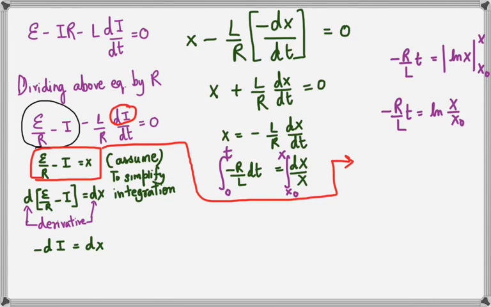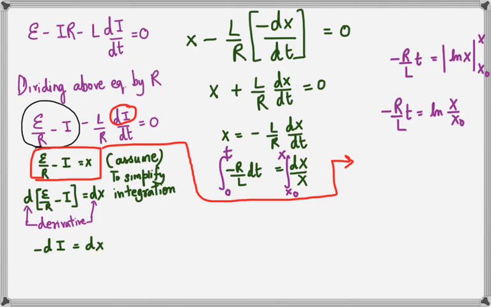Now we are going to apply the integral rules. So we get minus R over L t. When you integrate dt, you will get t. When you integrate 1 over x, we get ln x. We apply the limits and we get ln of x over x0. Now we want to replace x and x0 because that's what we made an assumption. We have to go back to I.